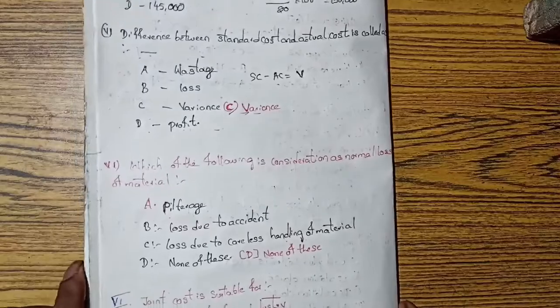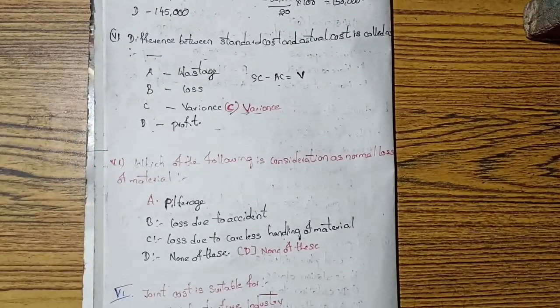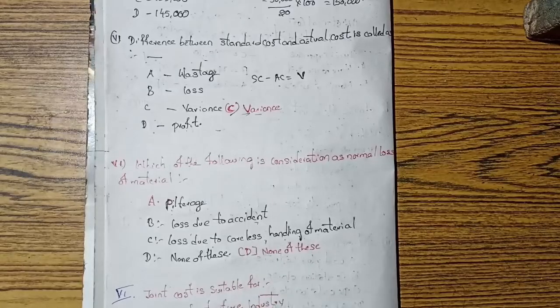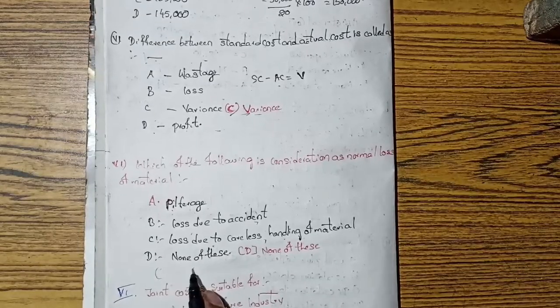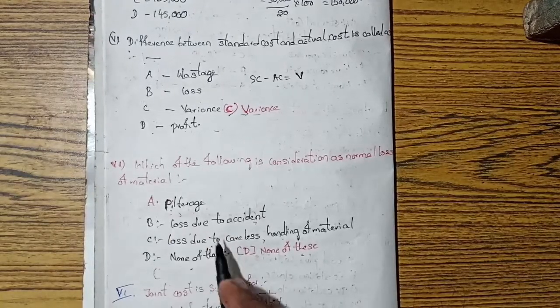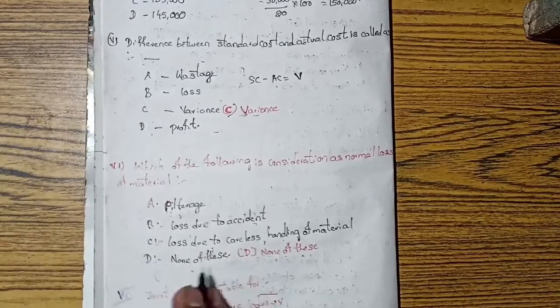Next one: which of the following is considered as a normal loss of material? Cleavage, loss due to accident, loss due to carelessness in handling material, and the last, D, none of these. So option D, none of these, because normal loss is considered pre-phrase loss. When two options are given, we choose none of these.